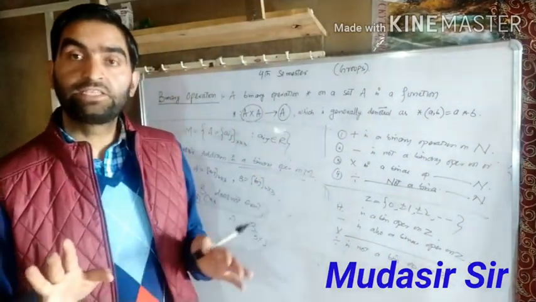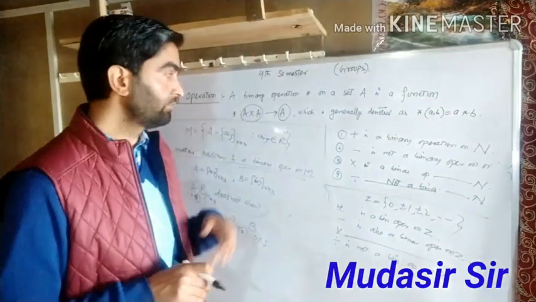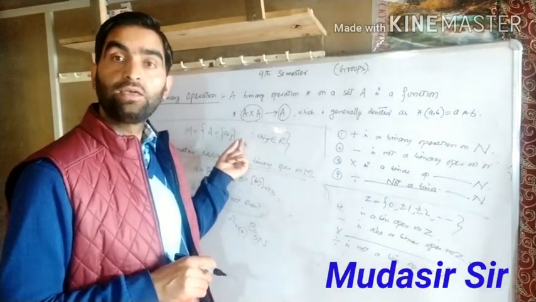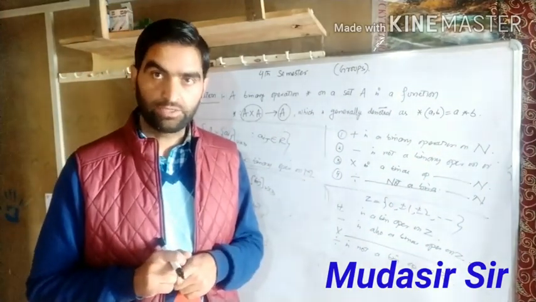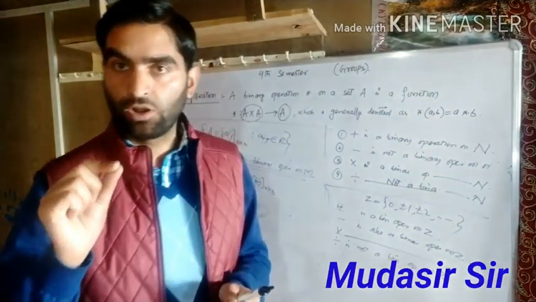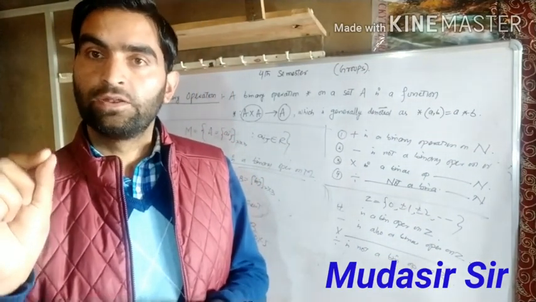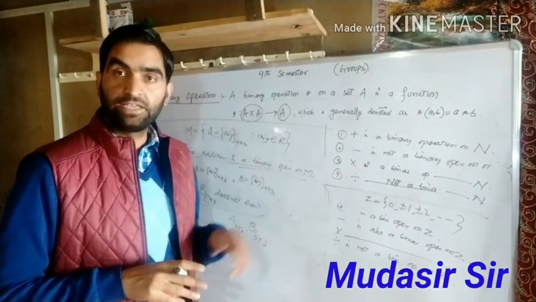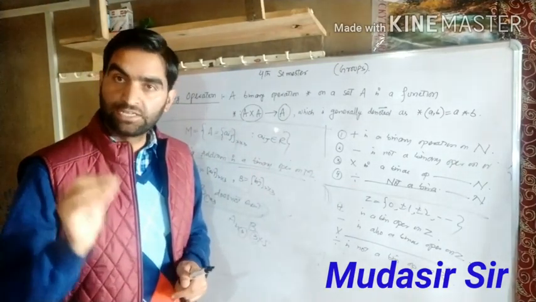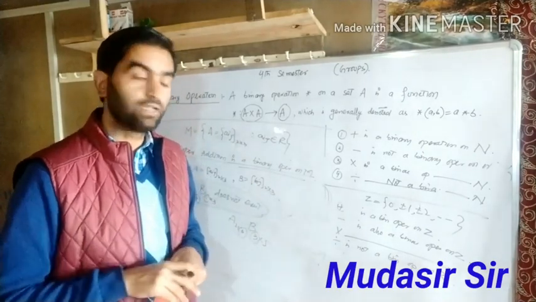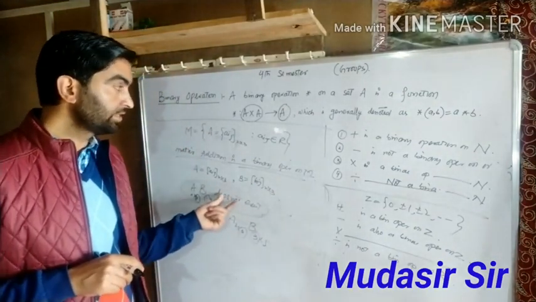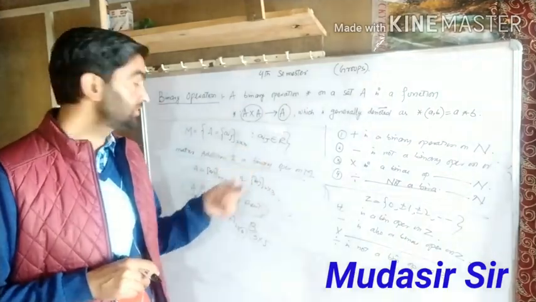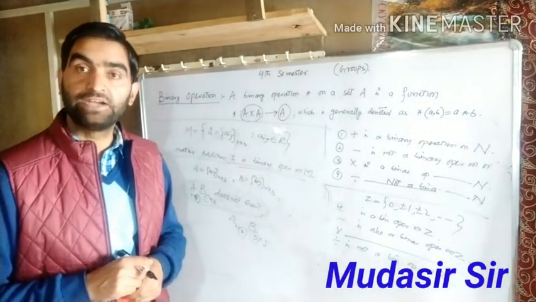Okay? And so I think it is now clear that if you have any set containing all rectangle matrices, matrices where number of columns is not equal to number of rows, then in that case matrix multiplication does not exist. So matrix multiplication is not a binary operation on M, but matrix addition is.